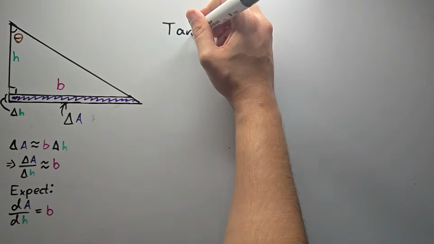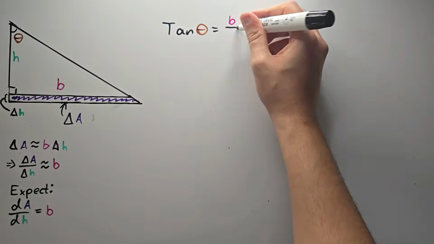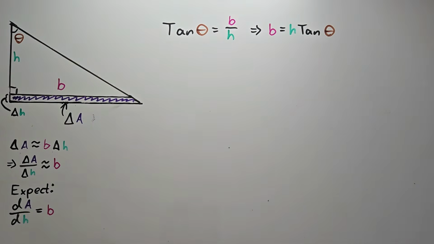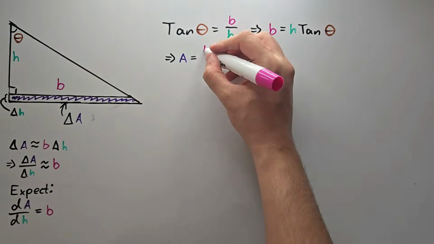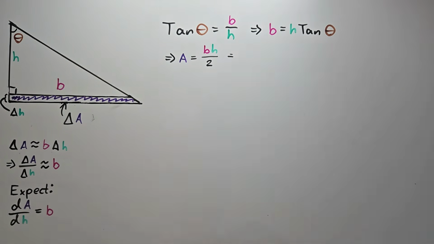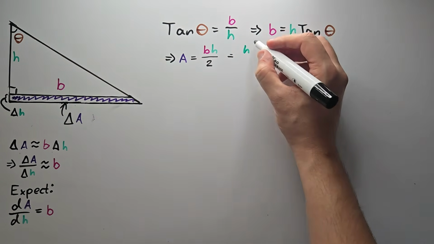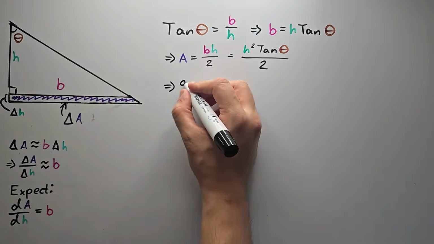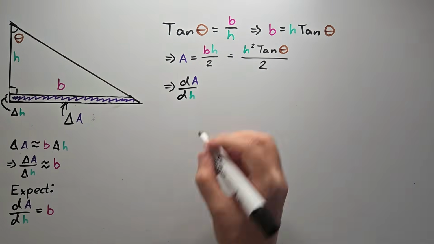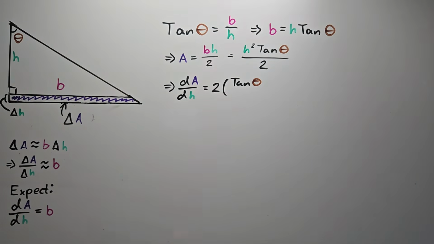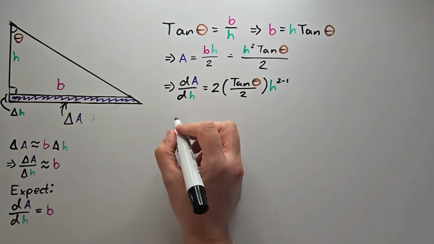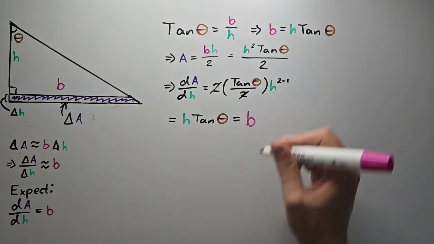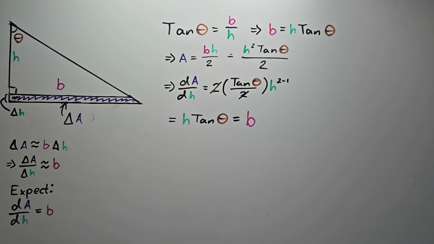By labelling this angle here theta, we see that tan of theta is equal to base over height. Therefore b is equal to h tan theta. The area of a triangle is equal to base times height over 2, and substituting our formula for base, we see that the area is equal to h squared tan theta over 2. And by applying the derivative power rule from earlier, we see that the derivative of the area with respect to the height is equal to h tan theta, which is equal to the base, therefore confirming what we expected.